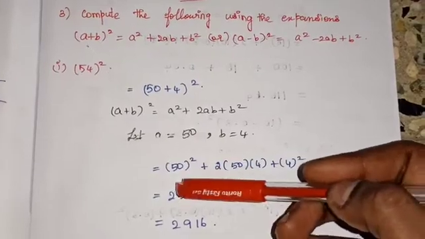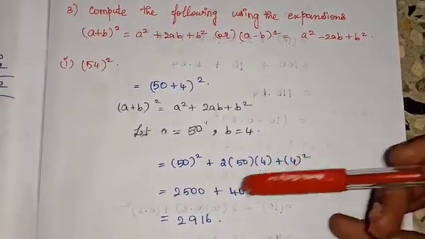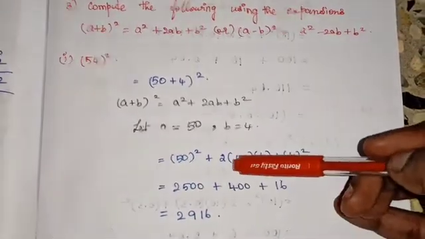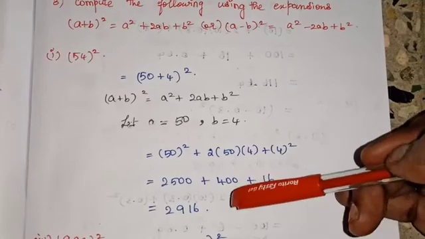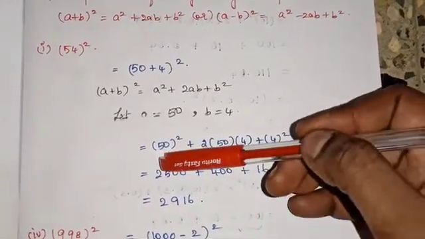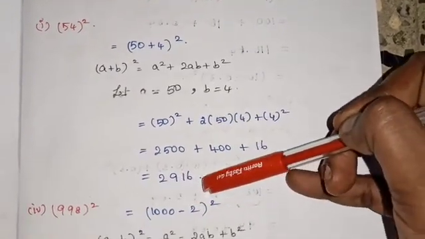So a square means 50 the whole square, plus 2 into 50 into 4, plus 4 square. So 50 the whole square means 2500, plus 2 into 50 is 100, 100 into 4 is 400, plus 4 fours are 16. So you add all this: 2500 plus 400 plus 16, you get 2916.